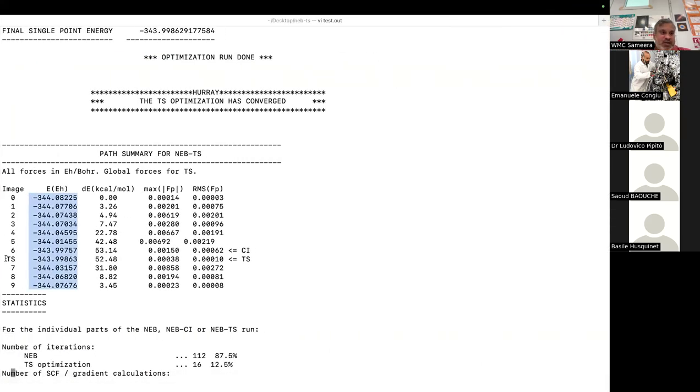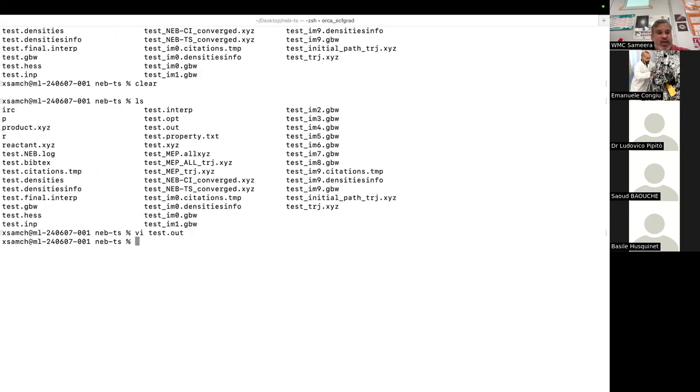So we get, this is our NEB calculation, and we located the transition state. So I'm going to use that transition state to begin the IRC calculation. I can share my input file with you.